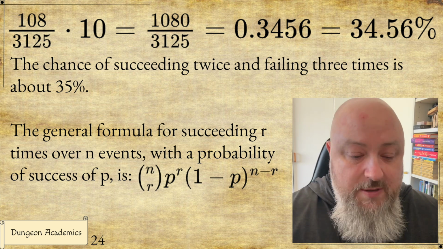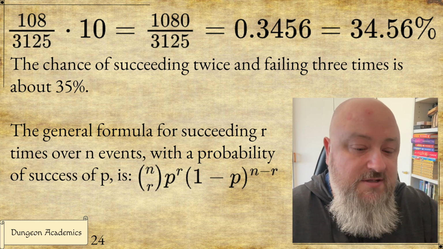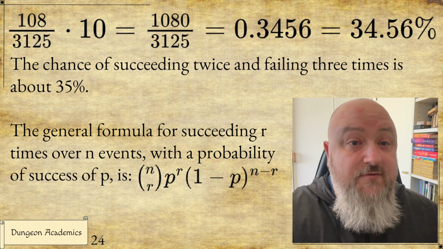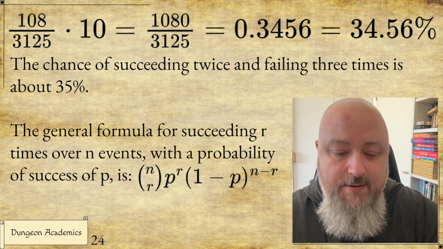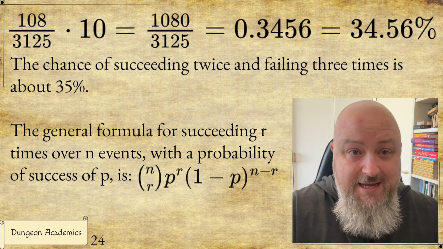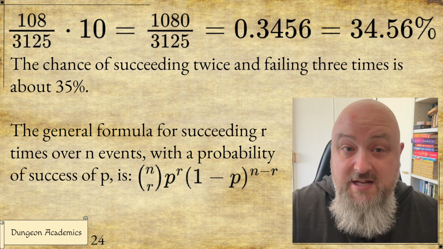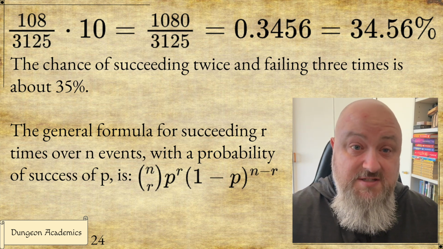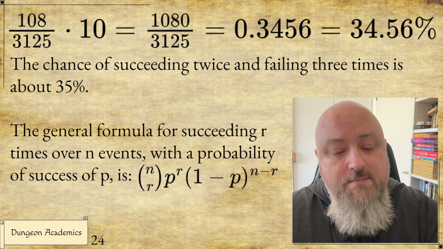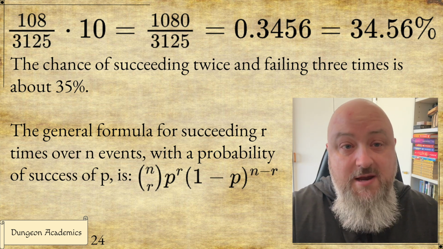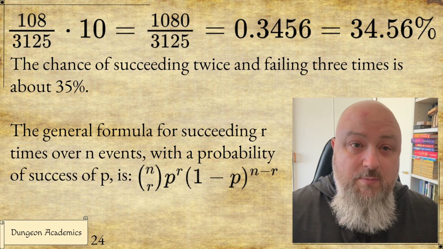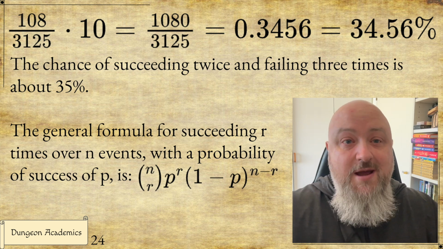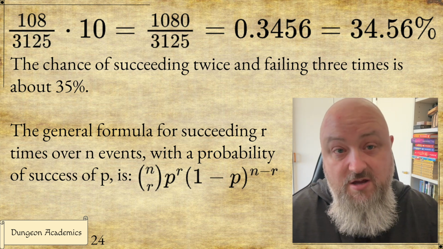Looking at the general formula for this, there are 3 components. The first is the n choose r component. This tells us how many different combinations of this event can happen. Then there is p to the power of r. P is the probability of a success and r is the number of successes. So this tells us the probability of those successes occurring. And finally, there is 1 minus p to the power of n minus r. This tells us the probability of the failures. 1 minus p is the chance of a failure, and n minus r is the number of failures that occur.